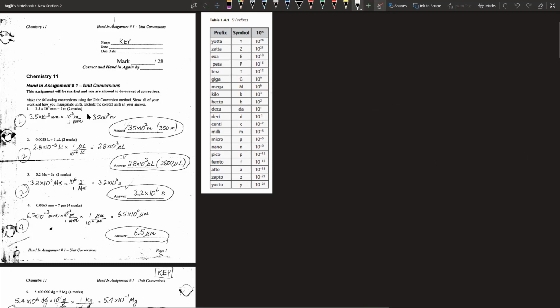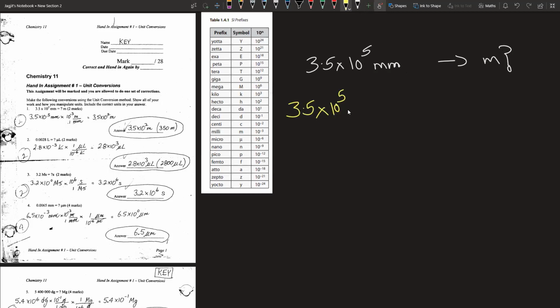So let's have a look at the first example. They've given you 3.5 times 10 to the power 5 millimeters. So they've given you this quantity in millimeters, and they want you to change it to meters. This is the step, folks. You're going to write what's given to you: 3.5 times 10 to the power 5 millimeters.